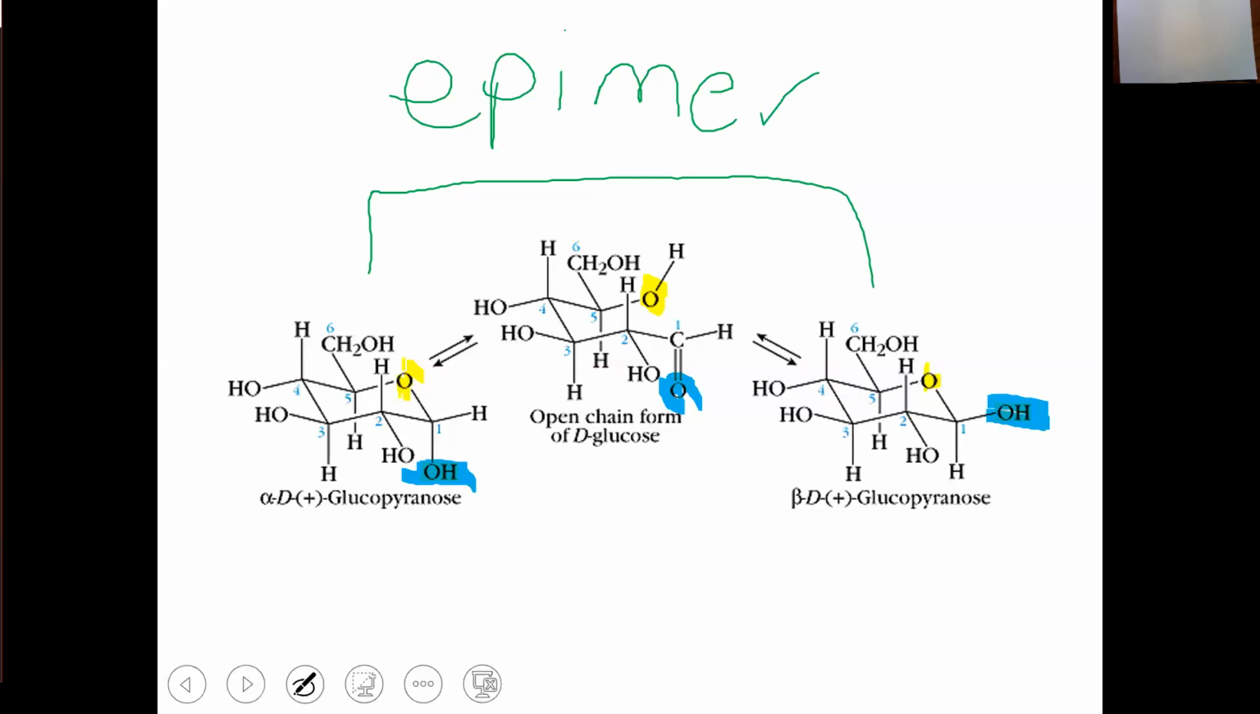Remember, diastereomers have at least one the same, at least one different. Diastereomers must have two asymmetric carbons and at least one the same, at least one different. Those two molecules will be diastereomers. Epimers are things that have all the same except one. This alpha glucose and beta glucose, everything is the same except for one carbon. So these can be called epimers.